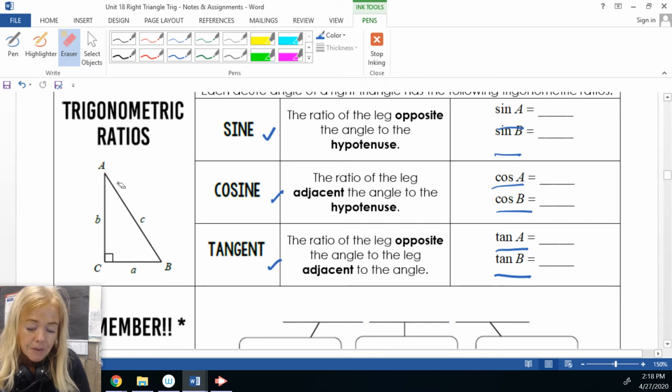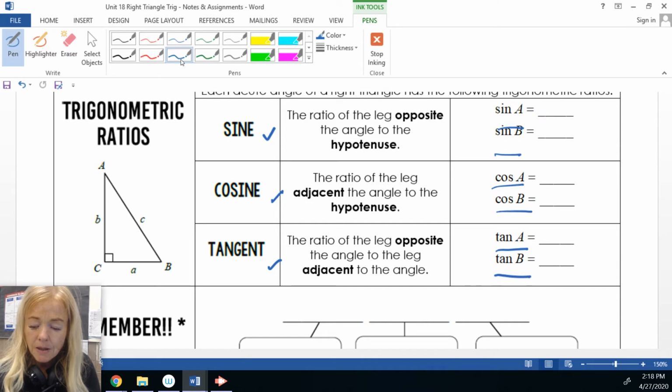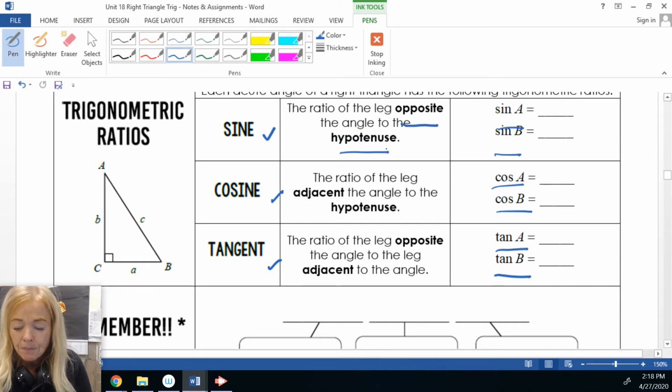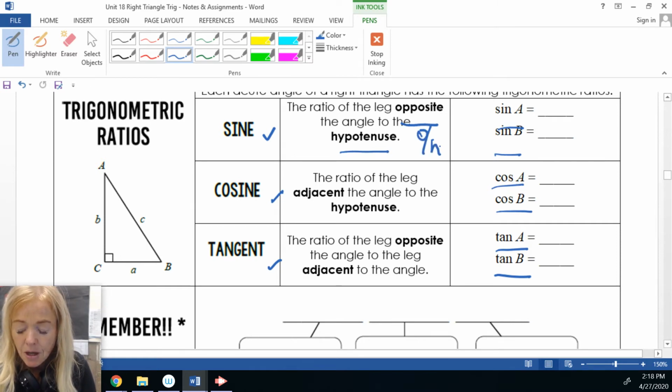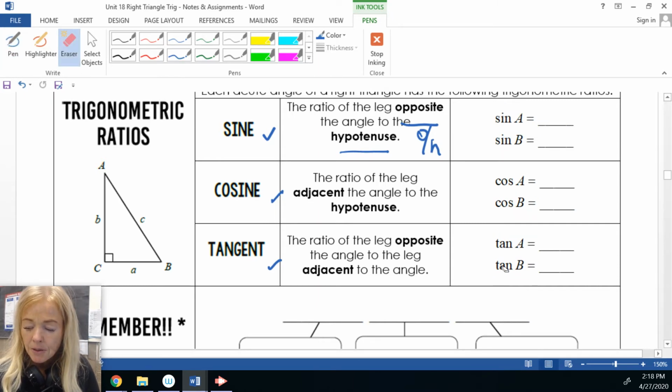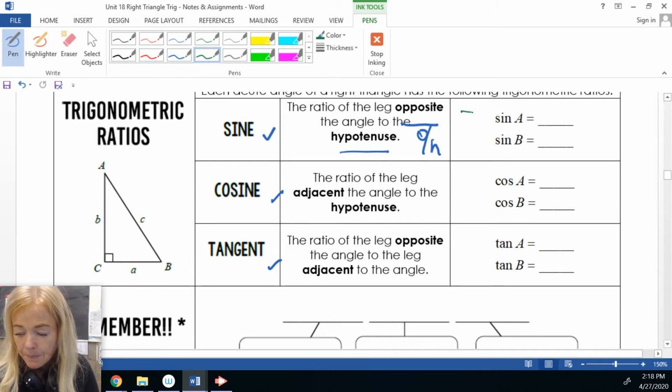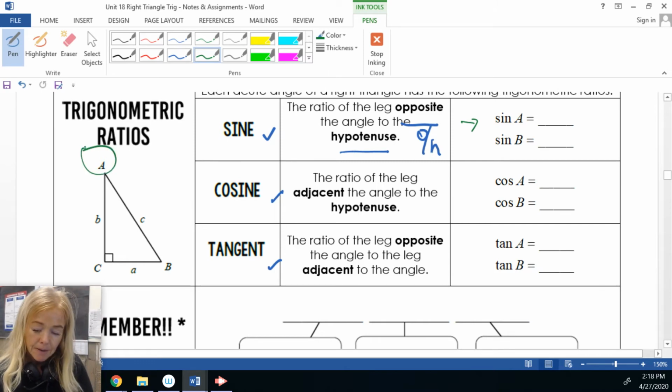So a sine relates the two sides that are the leg opposite the angle and the hypotenuse. That's sine. So it's O over H, opposite over hypotenuse. So when we're looking at the sine over here, we're going to have to look at the angle specifically. So if you look at sine A, then we come over and we find angle A, and then it says opposite over hypotenuse.